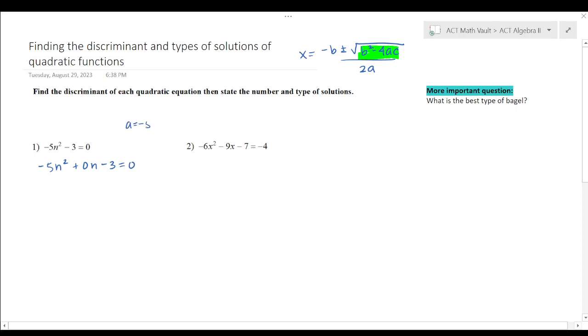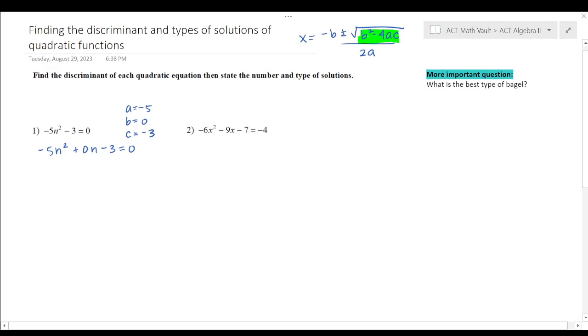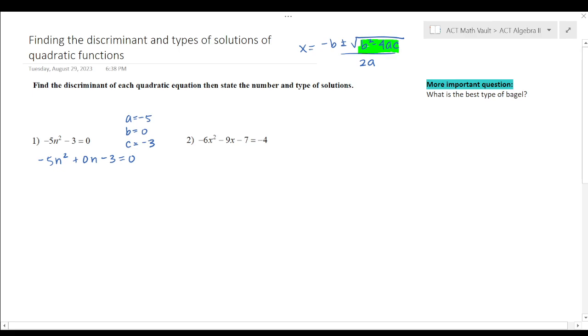So a would be negative 5, b is 0, and c is negative 3. Notice that there is no n term, so you can assume that there's a 0 that goes in front of it. So if I was going to figure out what the discriminant was, I'm just going to plug in. Notice I'm not taking the square root sign. It's just the part underneath the root. So you would do b squared, which in this case is 0 squared, minus 4ac.